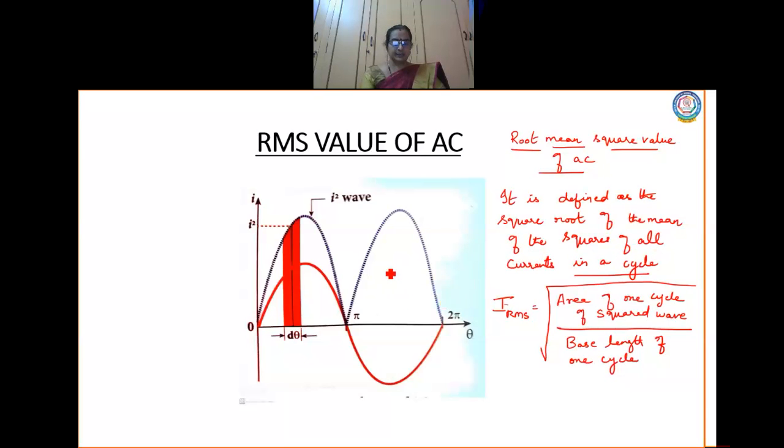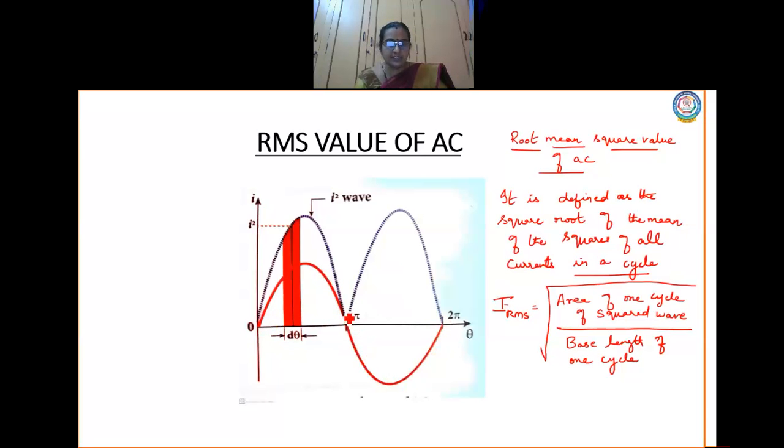Now look at this diagram, which we have already discussed. This is the voltage curve, a sine curve. This is the alternating voltage sine curve, right? And what have we done here? Again, as usual, theta is along the x-axis, and here we have taken current along the y-axis. So let us take this as a current sine wave. Now this is the positive half cycle, and this is the negative half cycle.